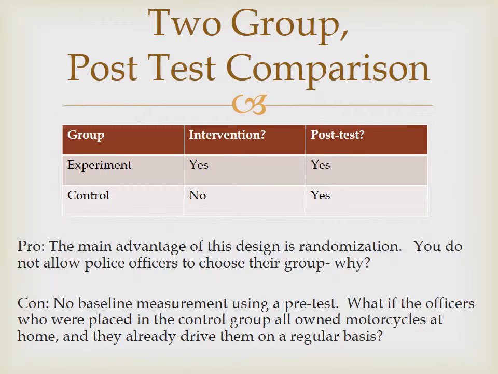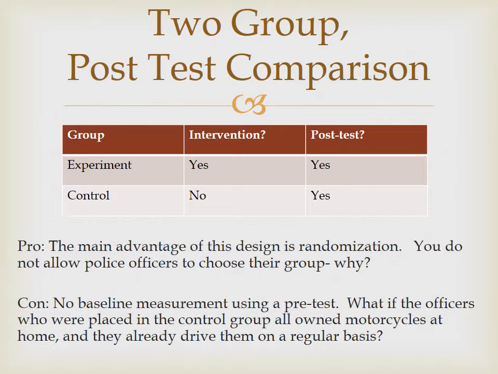Because if police officers had chosen their own group, if they'd said, I want the training or I don't want the training, you might find, for example, those who chose to go through the training were those who were already really confident in their skills, and they just like going to trainings. They've been to trainings before. They're already very knowledgeable about motorcycle riding. Or you might find that those who chose the training were those who were really insecure about their driving skills and thought, I could really benefit from this. Either way, it doesn't really matter how it all pans out. Either way, you're introducing bias. So in this case, we did not allow that to happen.